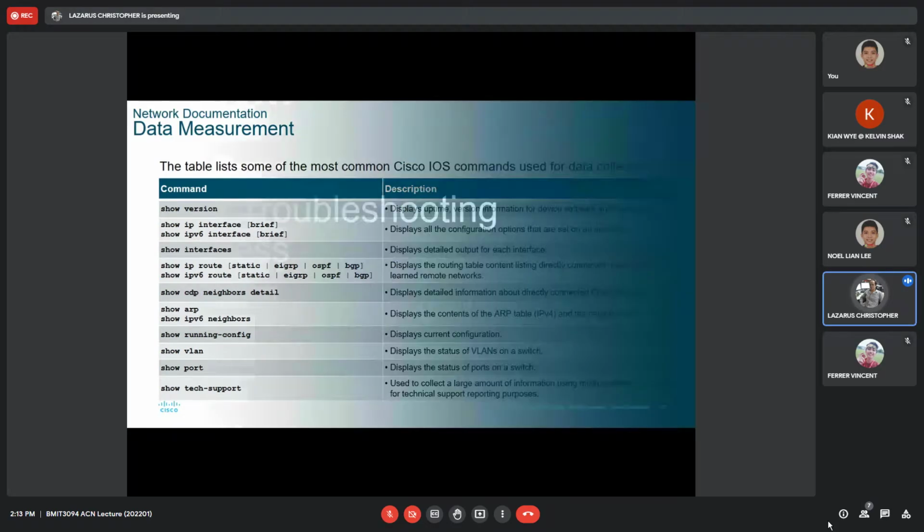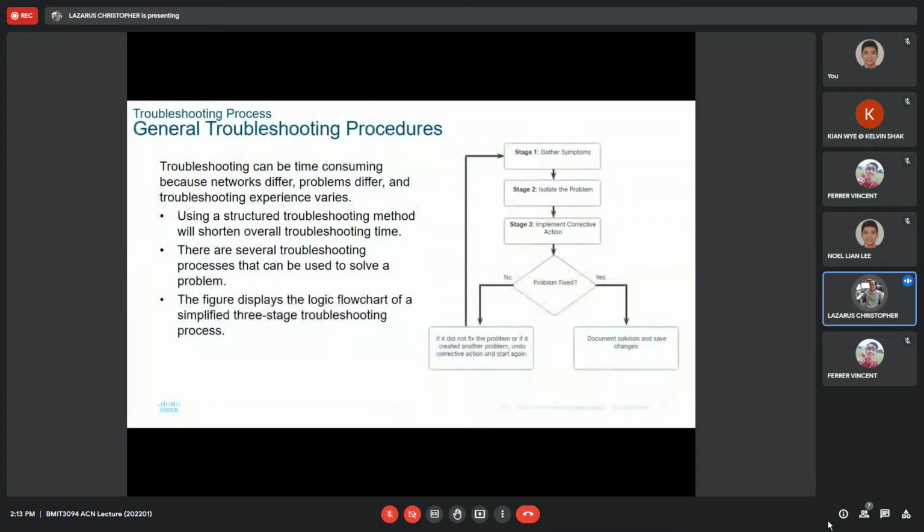Okay, so we move to the troubleshooting process. Okay, troubleshooting procedures. This is a simple flow chart. Okay, this is the basic troubleshooting flow chart. So basically, stage 1, you gather symptoms. What are the symptoms of a problem? From there, you can try to isolate the problem.